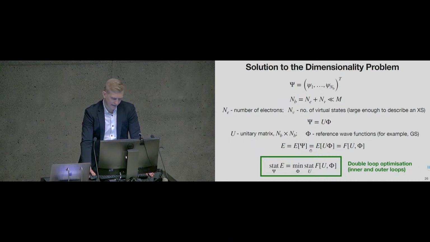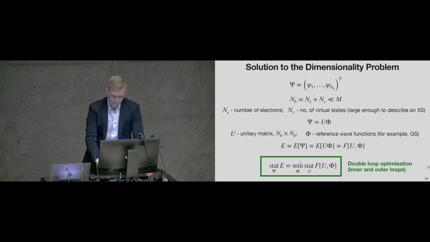And then we consider energy as a function of both unitary matrices and reference orbitals. And what we do then, instead of finding the stationary point in a huge dimension space among all wave functions, we just do a double loop optimization. So first we find a stationary point among all the unitary matrices of small dimensionality, and in the outer loop then we perform a regular minimization with respect to wave functions. And this is a much simpler task.